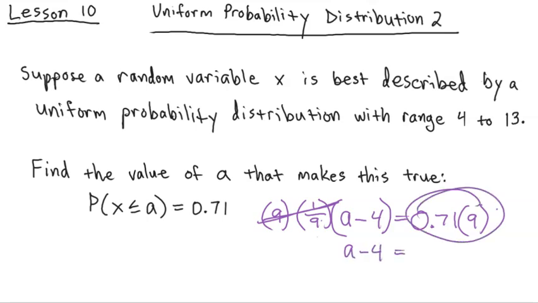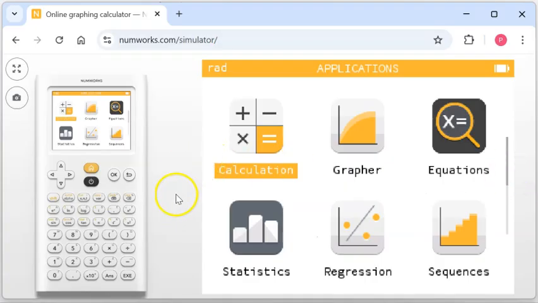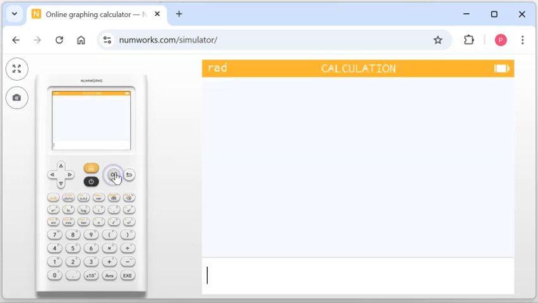All right, let's go grab a calculator so that we can do this 0.71 times 9. All right, so here we've got the NumWorks online calculator. Now, just know, I don't know if you like the NumWorks calculator. I've used the physical calculator. I like it. It's definitely worth the price. It's just as good as the TI-84 or the TI-83. So if you like the look of it, I recommend maybe buying one if you're going to do a lot of math.